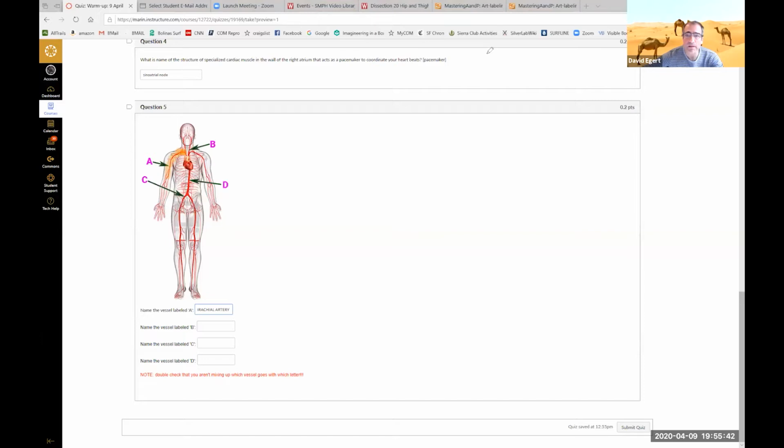We got to clear. So brachial artery, vessel B, that big pipe coming up towards the head. Left common carotid artery. That's going to be the common carotid artery.